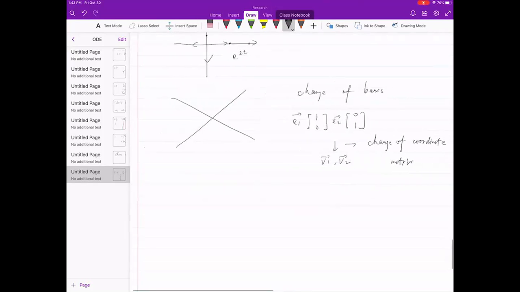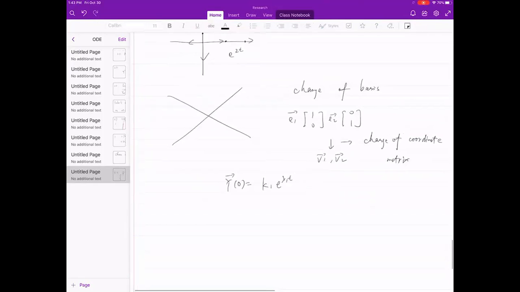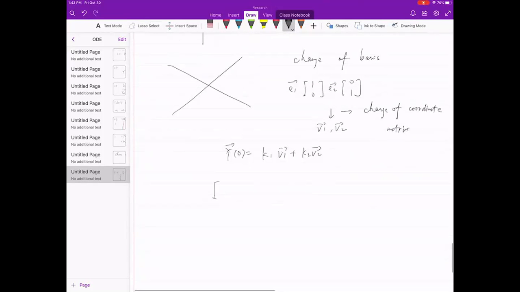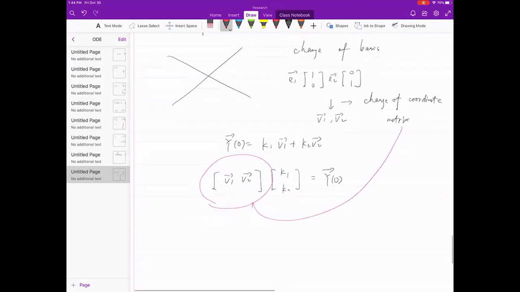It comes from when you have y0 equals k1. We'll plug in t, you just have 1. This will be the change of coordinate matrix, just in case you want to associate this one with linear algebra.